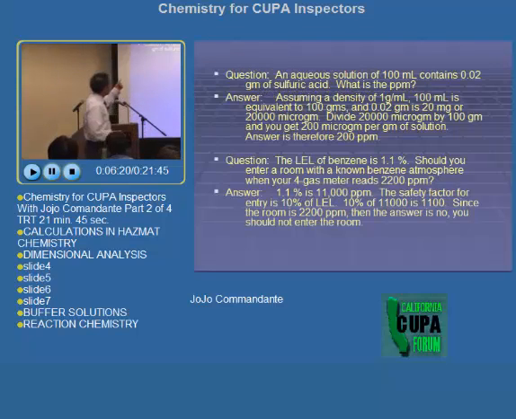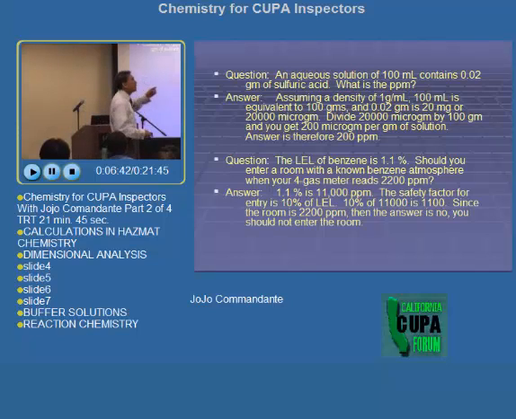Question. An aqueous solution of 100 milliliters contains 0.02 gram of sulfuric acid. What is the parts per million? Aha. You see, I said there's no getting around chemistry. You will always come up with applications of chemistry as a CUPA inspector.